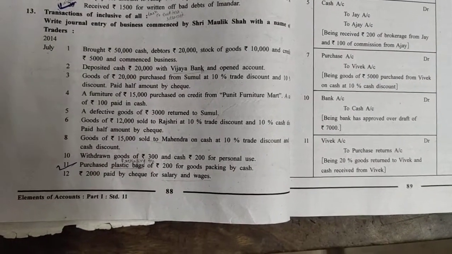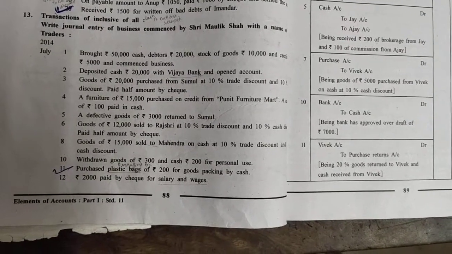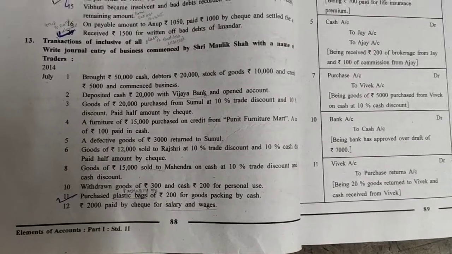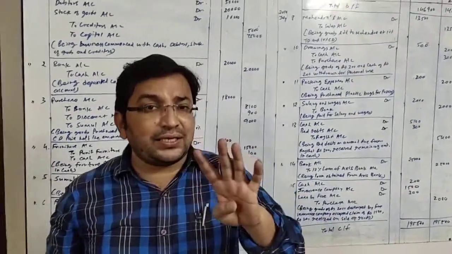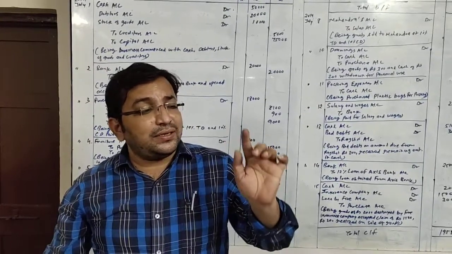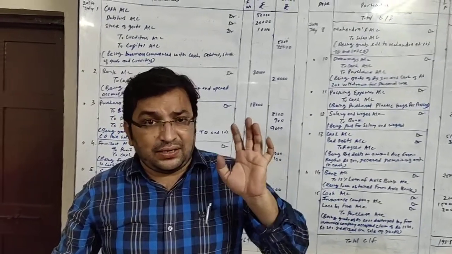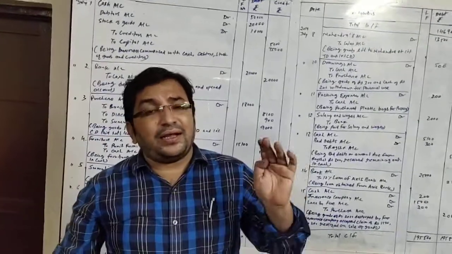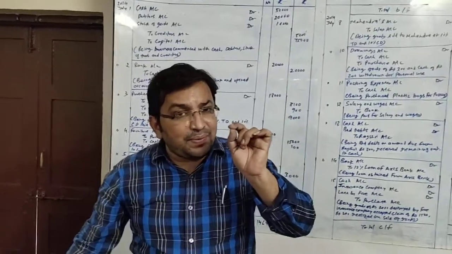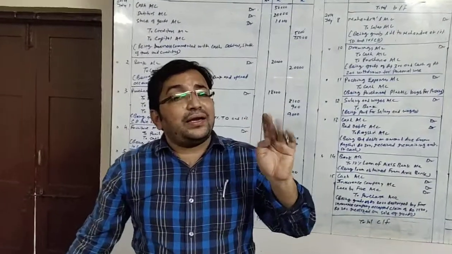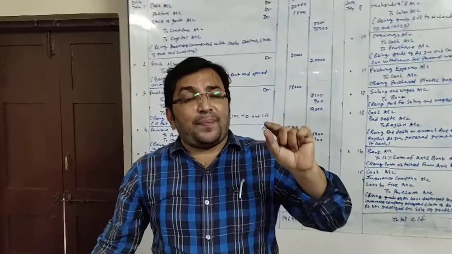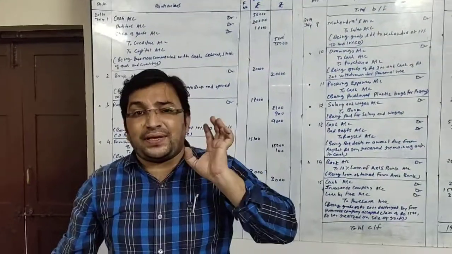Brought rupees 50,000 cash, debtors 20,000, stock of goods 10,000 and creditors of 5,000 and commenced the business. Here he has brought three things which are assets and one liability: cash, stock of goods, debtors. These three are assets and creditor is a liability. So in our journal entry, the first three things will be debited and creditor will be credited. And owner is the giver, so capital account will be credited with the difference amount.